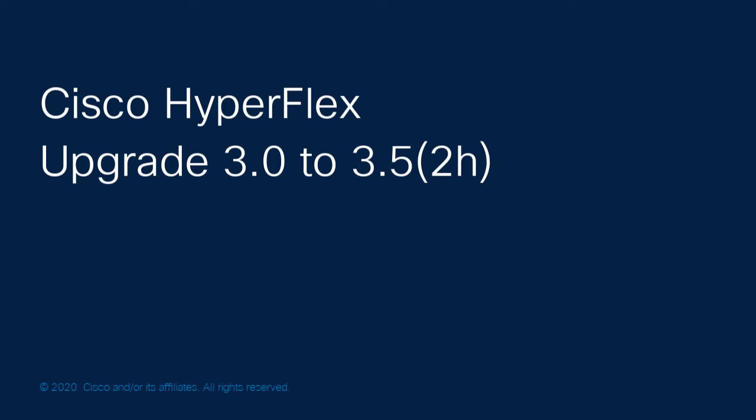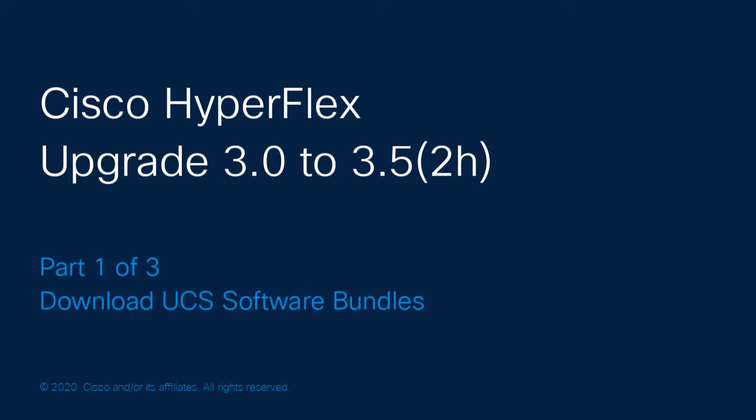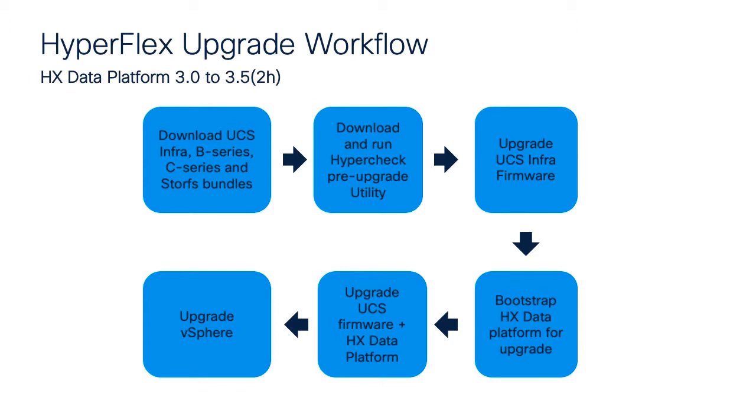Cisco HyperFlex Upgrade 3.0 to 3.52H. Part 1. Download UCS software bundles. This workflow shows each step in the process of upgrading from Cisco 3.0 HyperFlex to 3.52H. We'll begin with downloading UCS bundles.